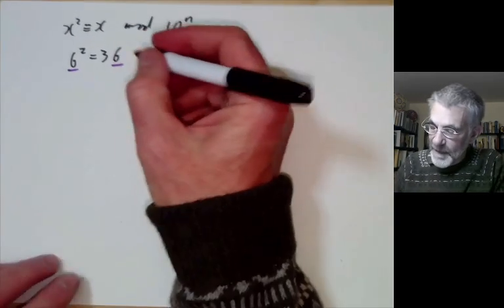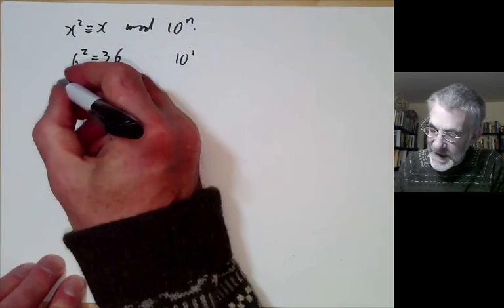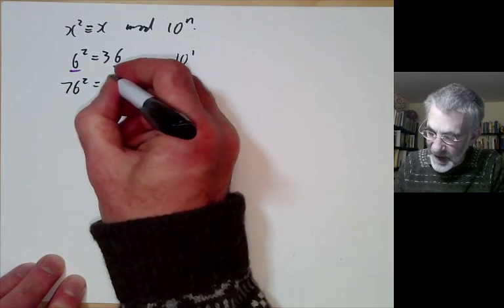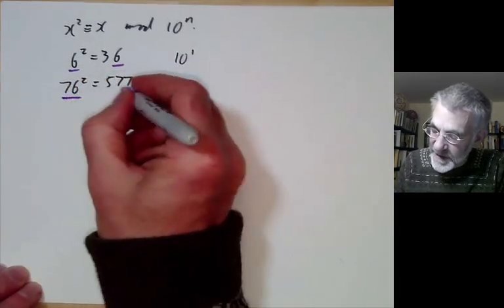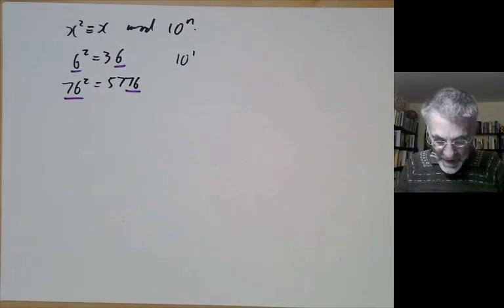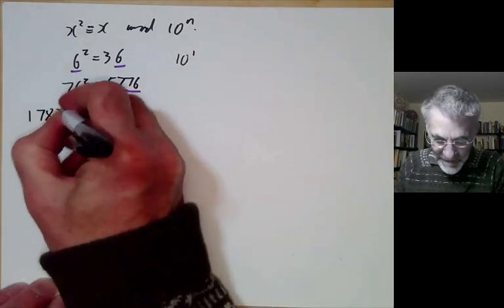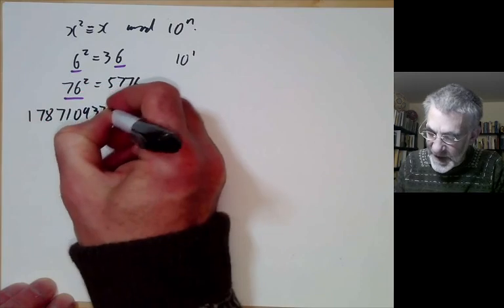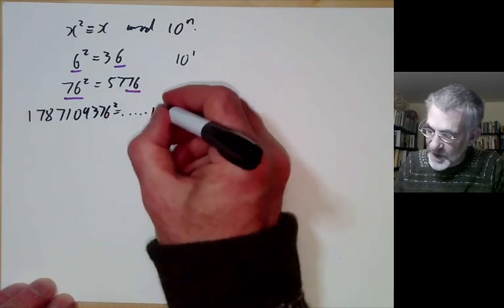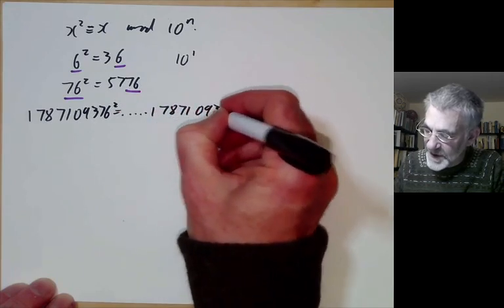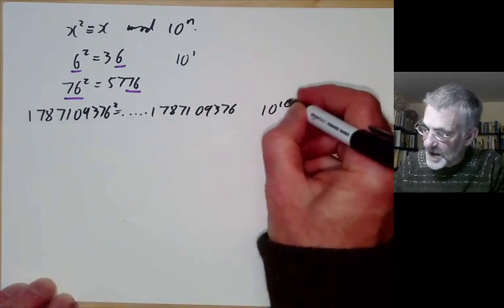So that would be modulo 10 to the power of 1. We can also look at, say, 76 squared. Well, this is equal to 5776, and now you notice that it is two digits that are the same at the end. And we can go on like this. We can take a number like 1787109376, and if you square it, this will be something or other ending with 1787109376. So that would be modulo 10 to the 10.